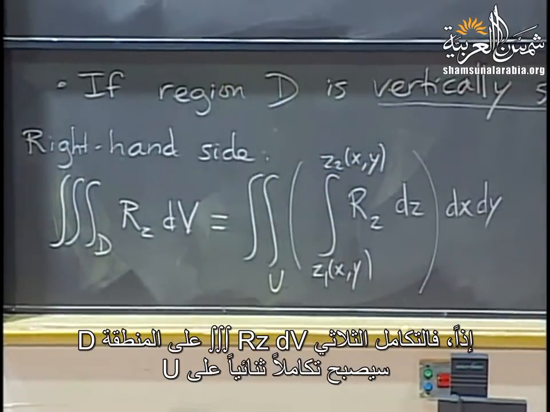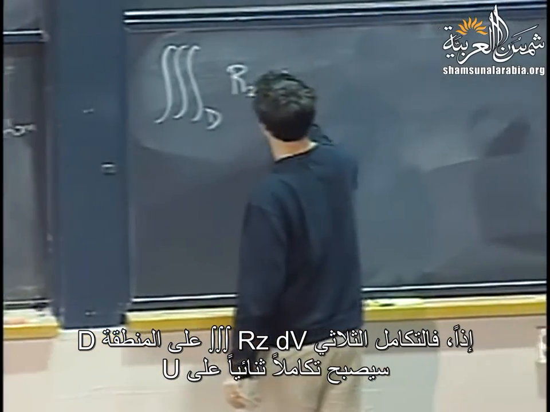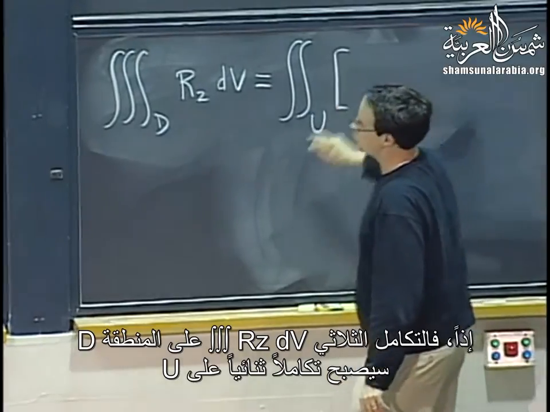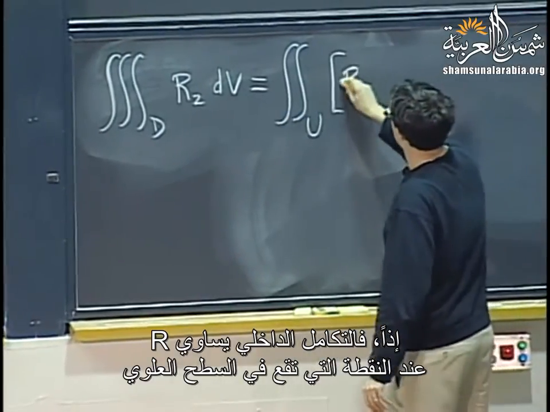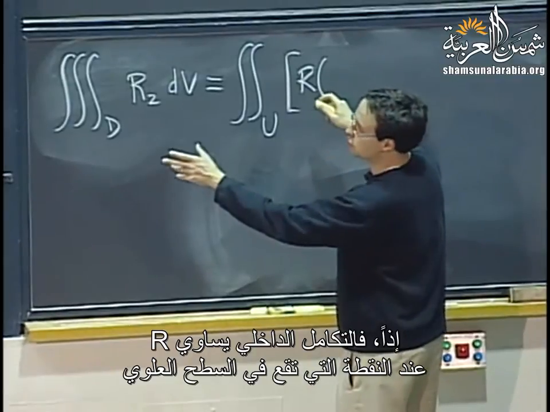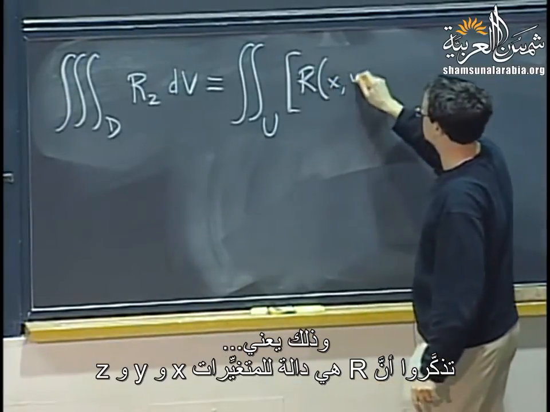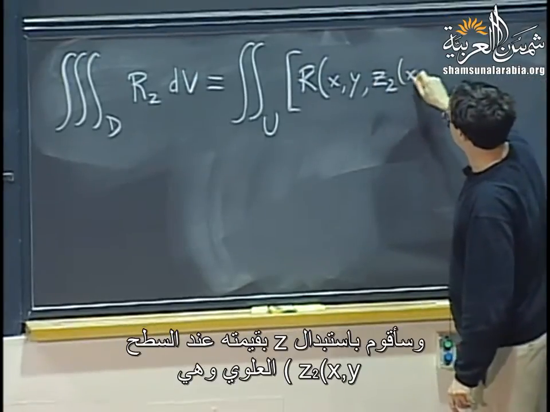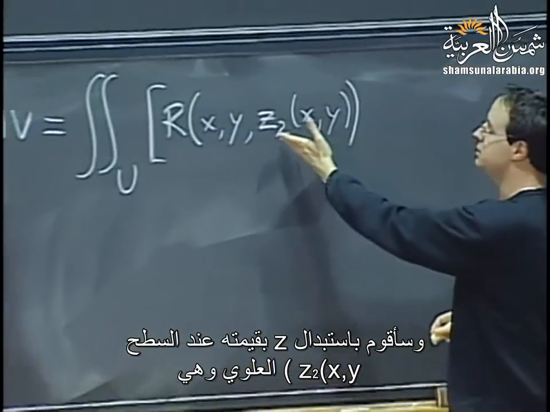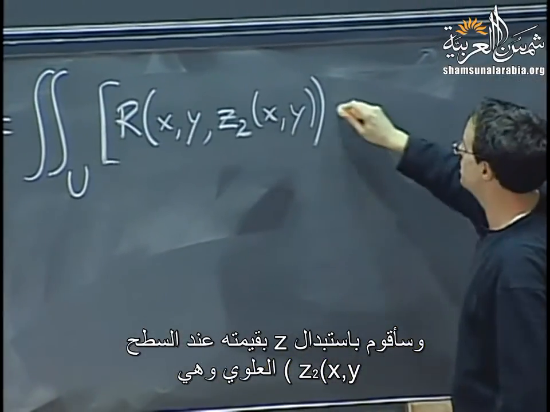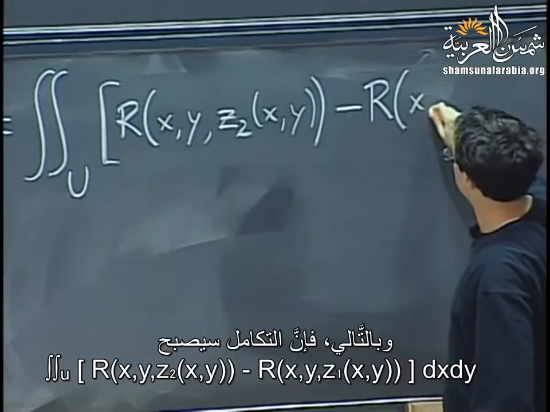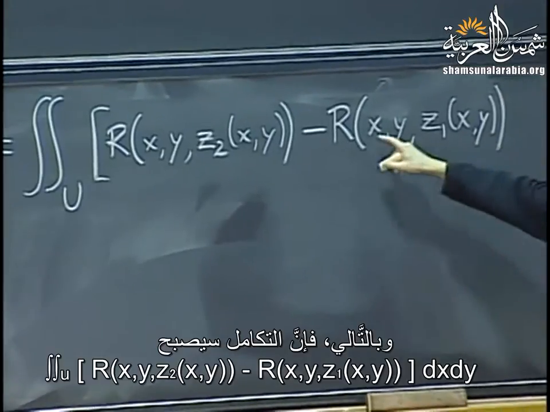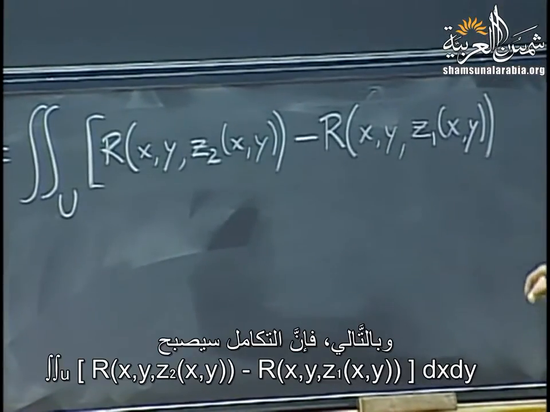Okay, so triple integral over D of r z dV becomes, well, we'll have a double integral over U of, so the inner integral becomes r at the point on the top. So that means, remember, r is a function of x, y, and z. And in fact, I will plug into it the value of z at the top, so z2 of x, y, minus the value of r at the point on the bottom, x, y, z1 of x, y.